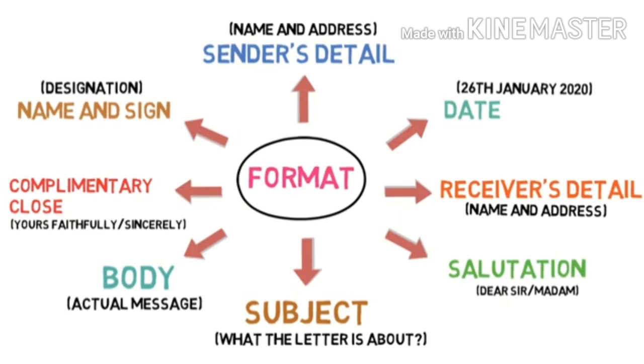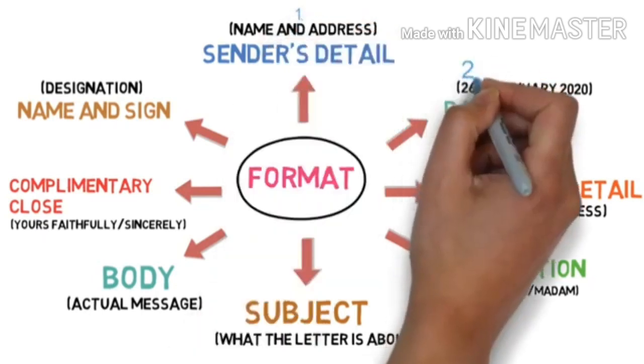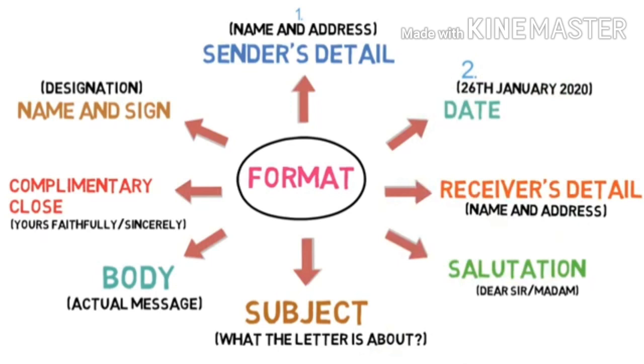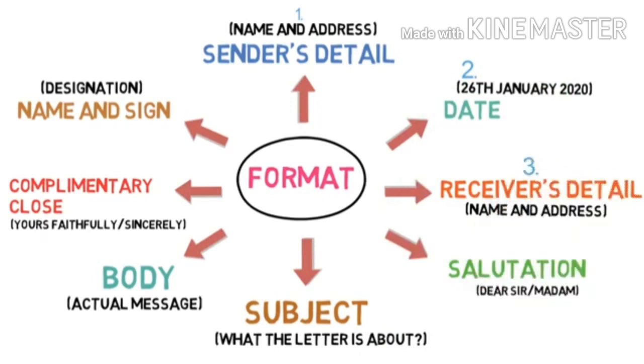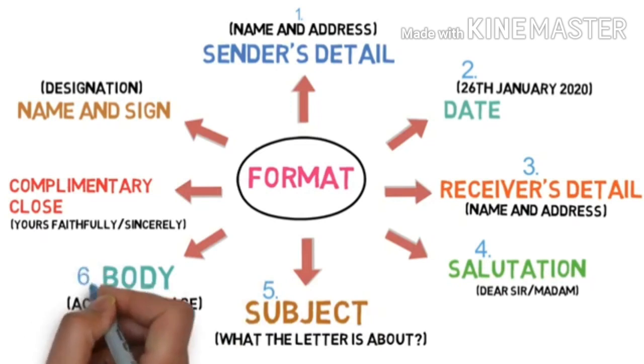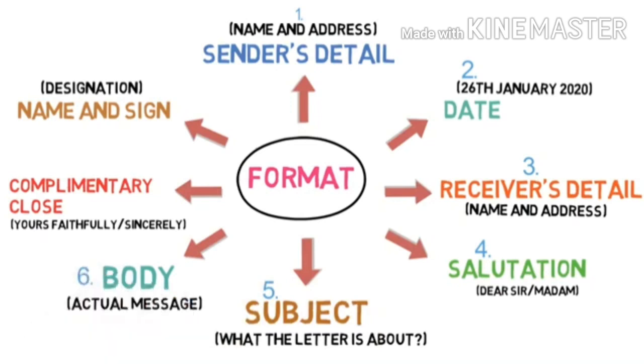Number one is sender's detail, name and address. Number two is date with month and year. Number three is receiver's detail, name and address of the receiver. Number four is salutation. Number five is subject, what the letter is about. Six is body. Body part has three parts, you know that. Then seventh one is complimentary clause. And then eighth one is name and sign. Okay, students.